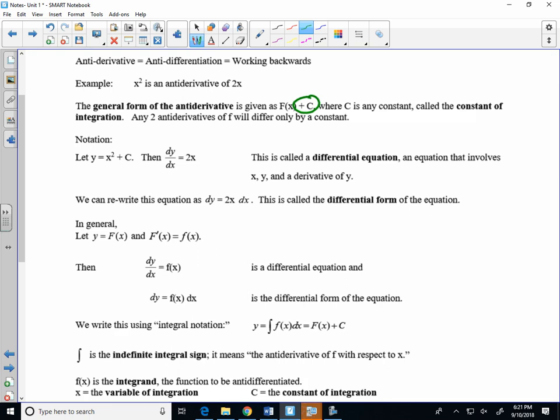Any two antiderivatives of f will differ only by a constant, which makes sense. All right, I don't know if you have any experience with slope fields from Calc 1. It's not always in the curriculum, depending on where you go, who you have. But we'll look at it here. It's a graphical display that gives us a sense of what all possible antiderivatives would look like. Right. So we have y equals x squared, the notation y equals x squared plus c, then dy dx equals 2x. That's known as a differential equation.